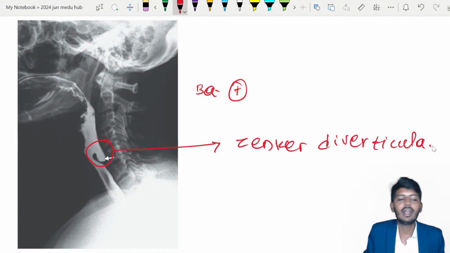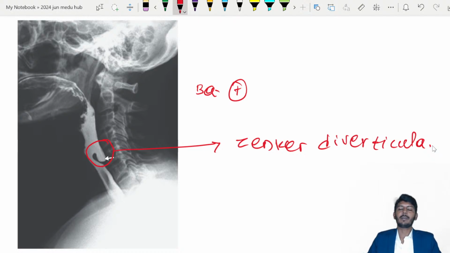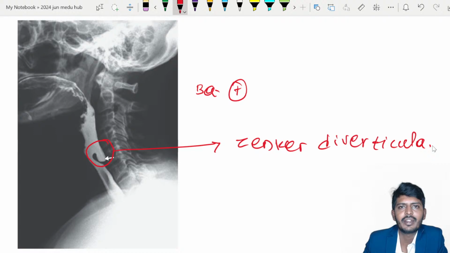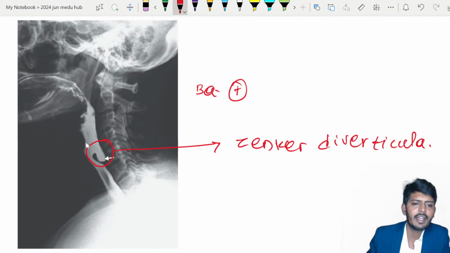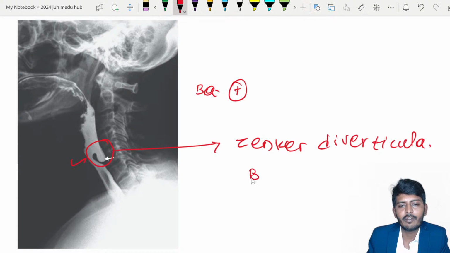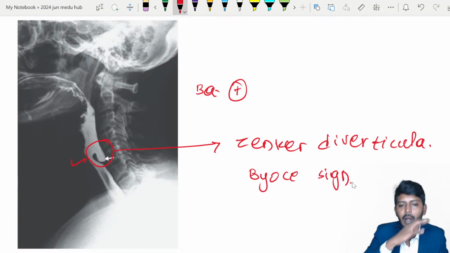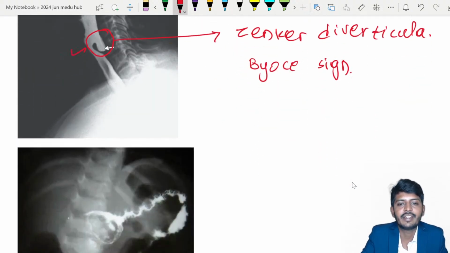Zenker's diverticulum is a condition where a diverticular formation occurs as a result of esophagus outpouching. This esophagus outpouching occurs from a weak muscular area called Killian's dehiscence. From Killian's dehiscence, if it is coming out, we call it a Zenker diverticulum. So Zenker diverticulum is the condition. There is an outpouching of the esophagus which will look something like this. In Zenker's diverticulum, we find a named sign called Boyce's sign. Okay, so that is your Zenker's diverticulum.